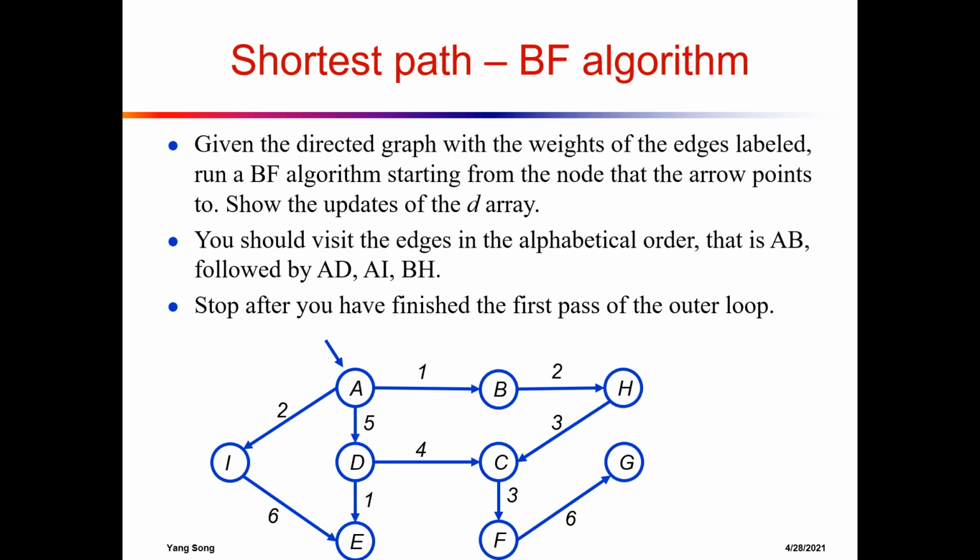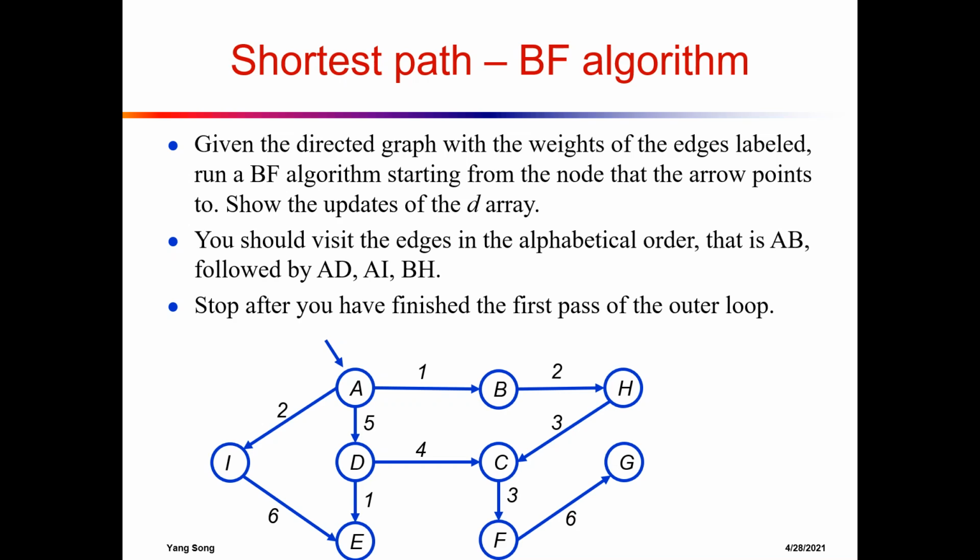Okay, so here are some additional requirements just to help us run the BF algorithm. You should visit all the edges in alphabetical order. That is, we want to visit the edge AB, followed by the next one, which is AD, and then AI. So all three edges start from A. After we have finished visiting all the edges starting from A, we visit all the edges starting from B, so we have BH, and after BH we start from C, so we have CF, okay, etc. And stop after you have finished the first pass of the outer loop.